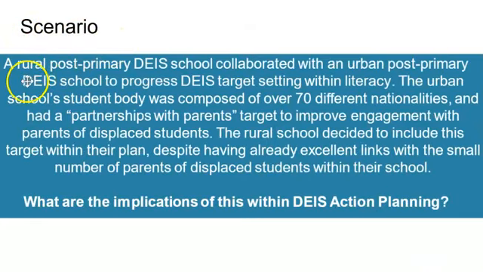Scenario. A rural post-primary DEIS school collaborated with an urban post-primary DEIS school to progress DEIS target setting within literacy. The urban school's student body was composed of over 70 different nationalities and had a partnership with Parents Target to improve engagement with parents of displaced students. The rural school decided to include this target within their plan, despite having already excellent links with a small number of parents of displaced students within their school. What are the implications of this within DEIS action planning?